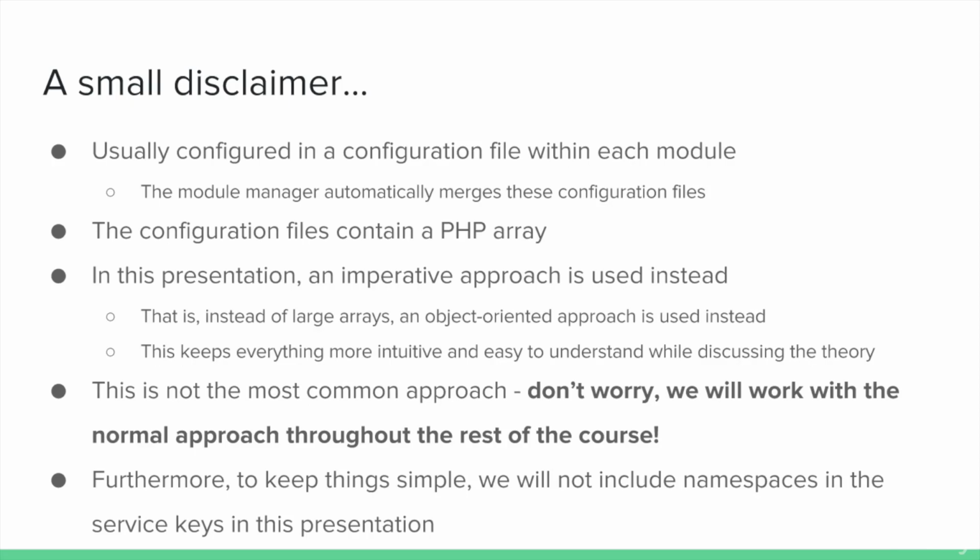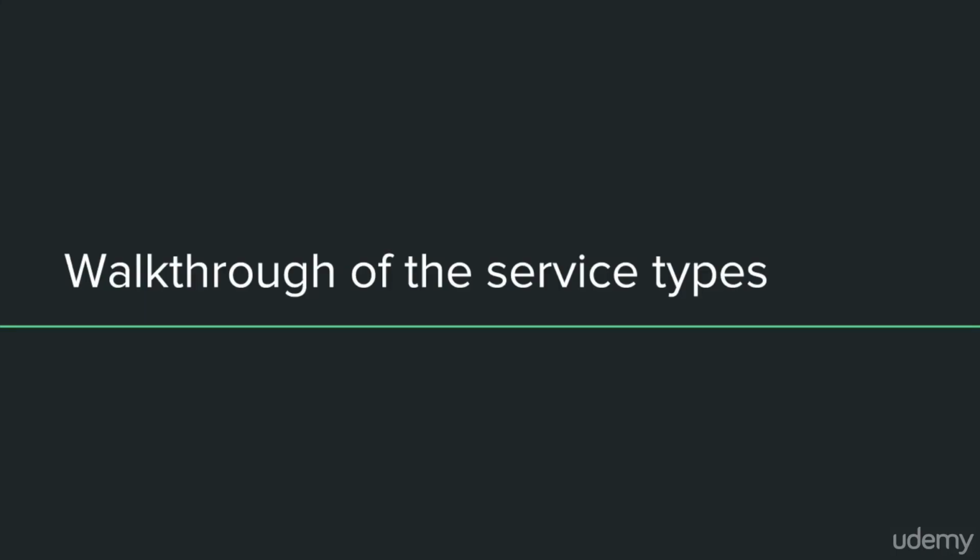And also, just to keep things even more simple, I won't include namespaces in the service keys in this presentation. You would normally do this to ensure that there are no collisions, but to keep things simple, I will avoid this in this presentation. So now I'll give you a walkthrough of the different service types that you can use with the Service Manager in Zen Framework 2.